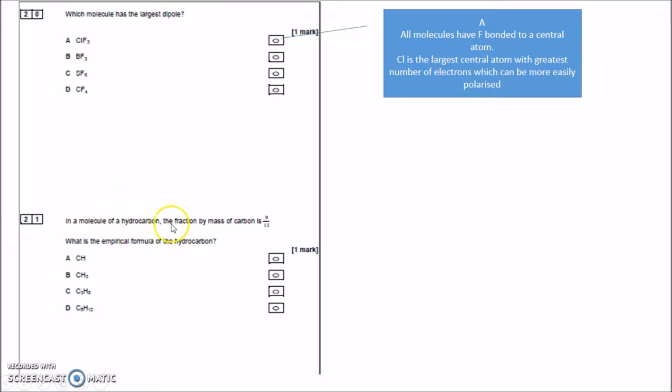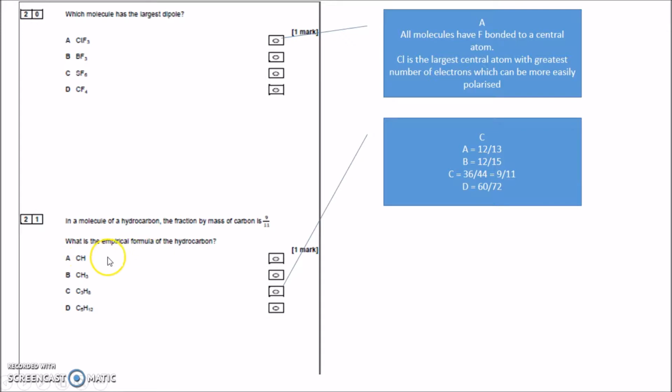In a molecule of a hydrocarbon, the fraction mass of carbon in there is 9 to 11. Which is it? So what you've got to do is the fraction, you've got 9 parts carbon to 11 parts in total. So what I do is I work out the mass of the carbon in there, divide it by the mass of the overall Mr, and whichever one is 9 divided by 11 is the answer.